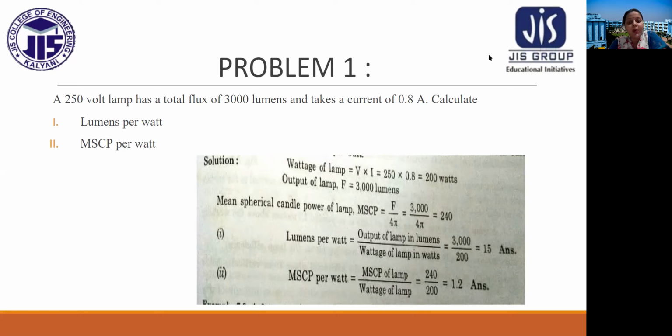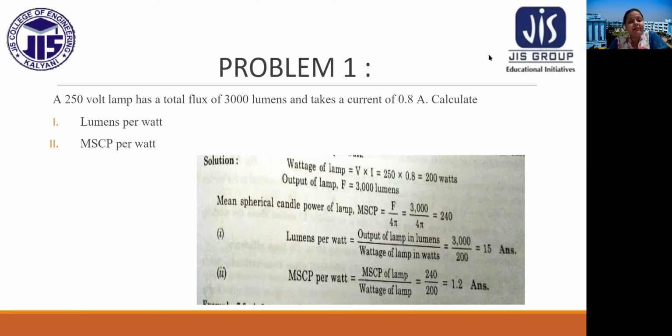So lumen per watt. Total lumen here is 3000 and per watt, what is the wattage? Wattage is voltage into current. So here voltage is 250 volt and current is 0.8 ampere. So lumen per watt, it will be 3000 divided by 250 into 0.8. So it is 15.